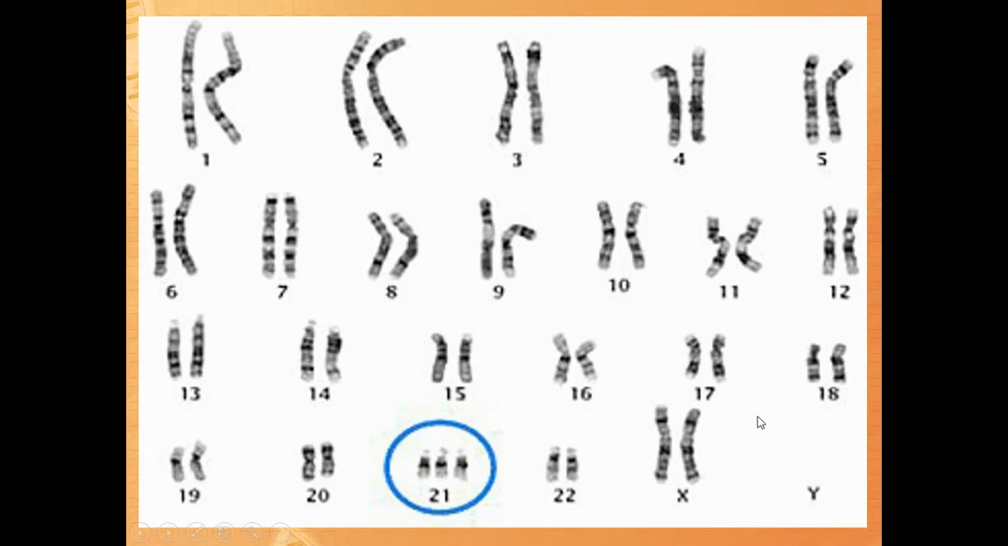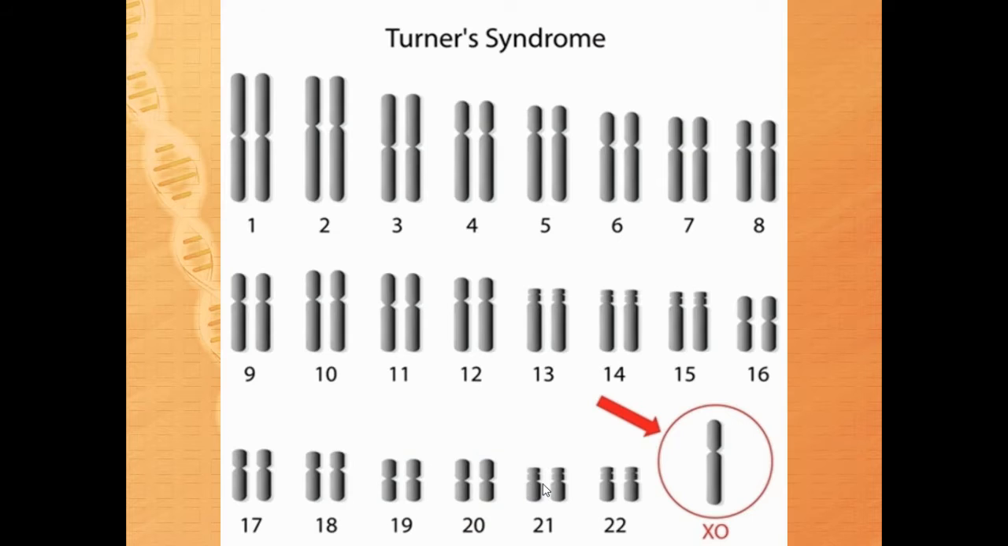Now looking at this one, we can see that the sex of this person would be a female because there's 2 X's and no Y. But this number 21 is circled over here, and that's because there are 3 chromosomes. You should only have 2. If you have 3 chromosomes on number 21, that actually gives you Down syndrome.